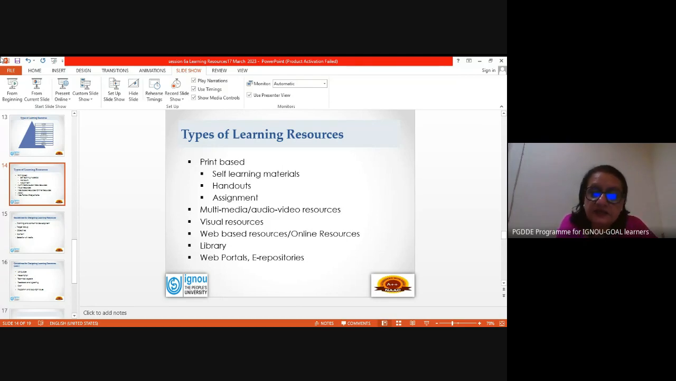Another thing is the web portals, the e-repositories. If you see the IGNOU materials, you'll find that all of them are on IGNOU's e-repository, which is called the e-Gyan Kosh. I don't know if any of you is aware of this or has used this resource. But what I'm going to do is write it on the chat. Are you aware of this resource, the e-Gyan Kosh?